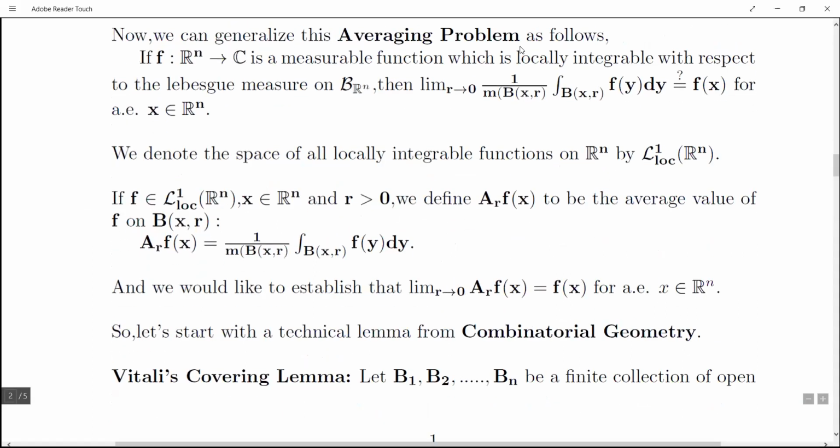So this is known as the averaging problem, because basically you are looking at a ball centered at x of radius r, and then you are calculating the average value of f around that ball. And you want to take the limit as r goes to 0 of that average. So will this value be equal to f(x) or not? That is the question.